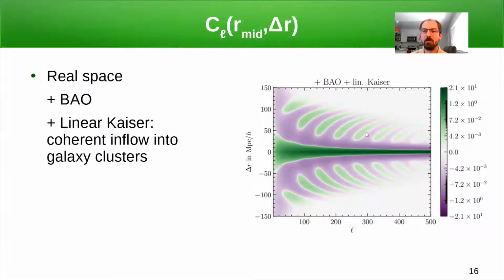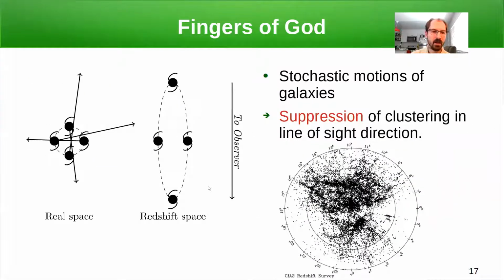Luckily, the BAO doesn't move much, and so that can still be used for measuring distances. Now, that's the linear Kaiser effect. For fingers of God, they have a very different effect.